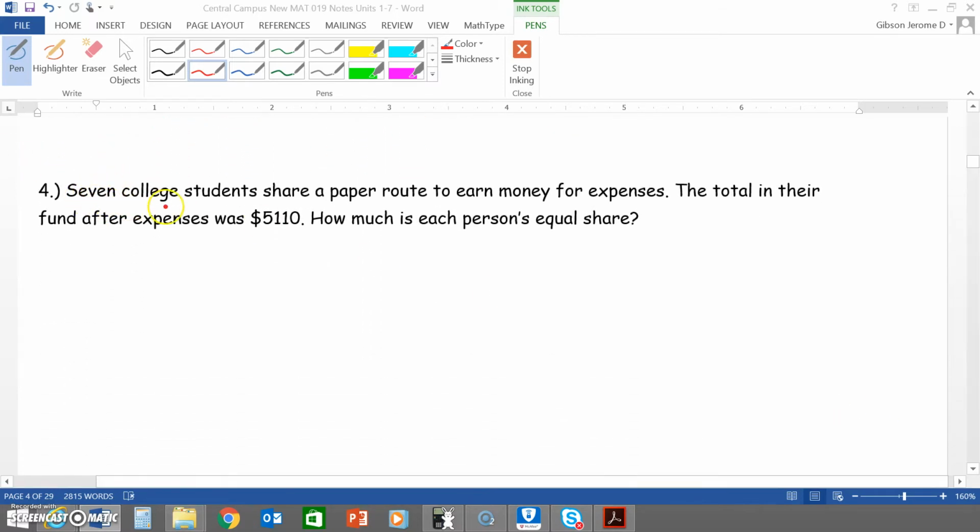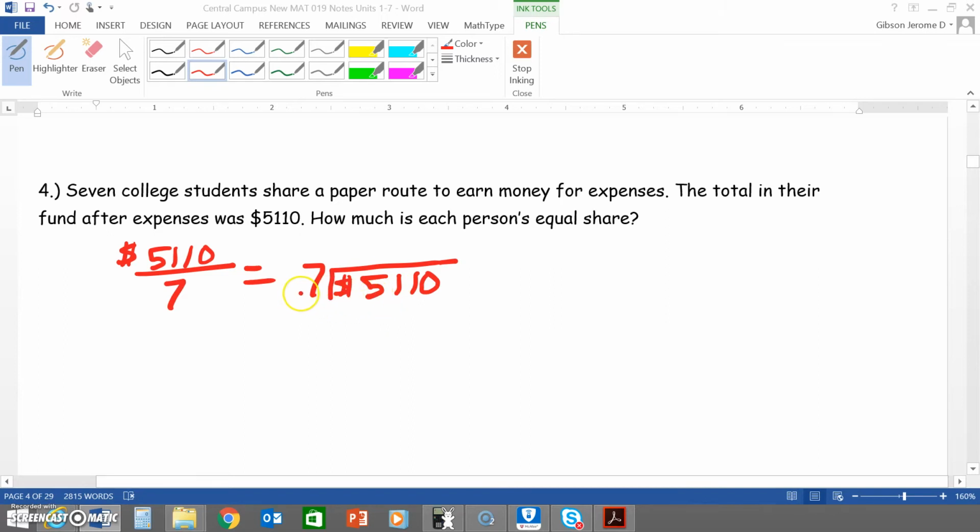Now, number 4. 7 college students share a paper route to earn money for expenses. The total in their fund after expenses was $5,110. How much is each person's equal share? Now remember, 7 college students, they have $5,110. So it'll be the same thing as taking $5,110 and dividing it by 7, or writing it as a fraction. You can write it as a division problem. So it'd be 7 into 5,110. Now, if you notice, both of these are positive numbers, so your final answer would be positive.